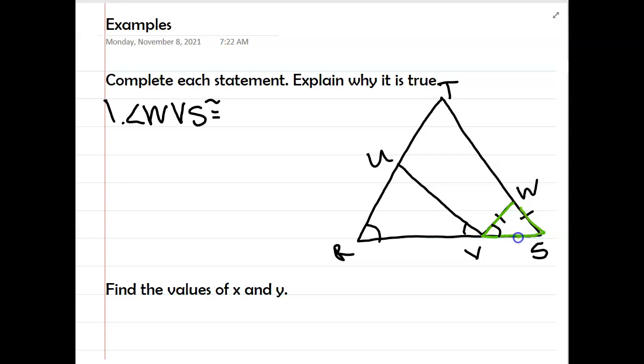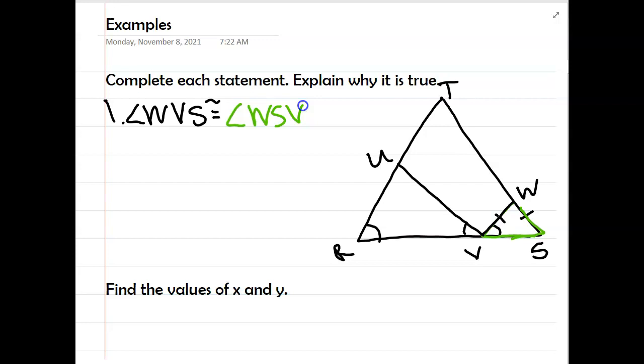Angle WSV. I agree with that. How do you know that angle WVS is congruent to angle WSV?